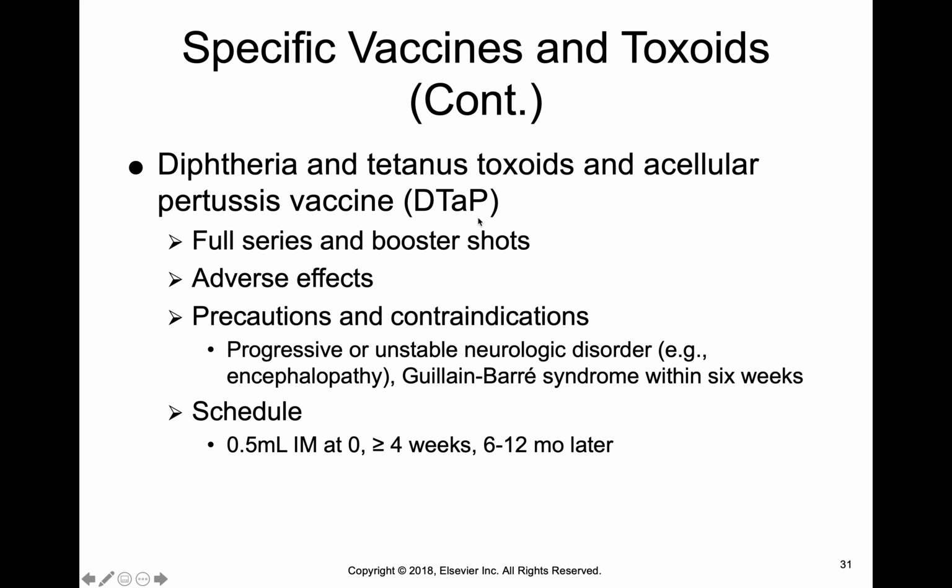So diphtheria, tetanus toxoids, acellular pertussis, or DTaP, you'll get a full series and booster shots. If you have any progressive or unstable neurologic disorder, such as encephalopathy, or a condition called Guillain-Barré syndrome that you've had within 6 weeks, then you do not want to give DTaP. And this is the current schedule, a 3-shot series.